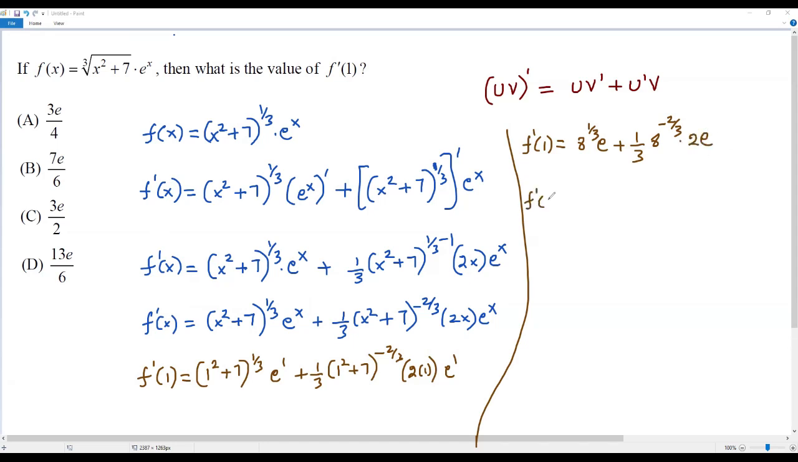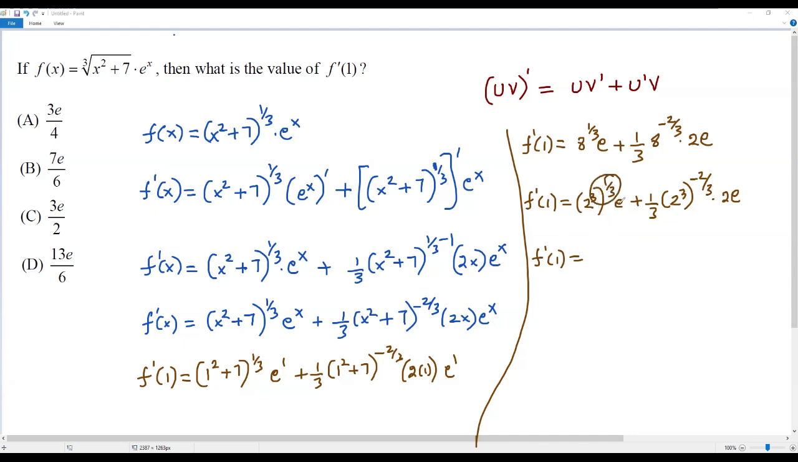F prime of 1 equals, and we can write this 8 as 2 to the third power, because 2 to the third power equals 8. So now I have written this 8 as 2 to the third power. Since we have exponent 1/3, the same can be taken over here, times e, plus 1/3, and the same thing we can do for this 8 as well. That is 2 to the third power raised to the power of negative 2/3 times 2e. Okay, here f prime of 1 equals, okay, here we have base 2 and exponent 3, and for this complete stuff we have exponent 1/3.